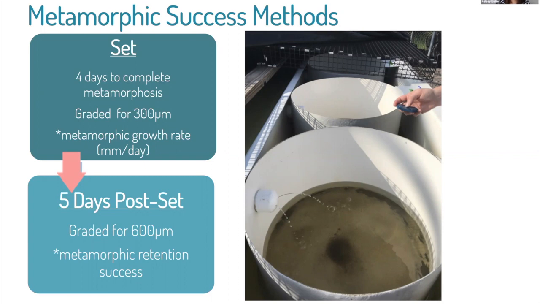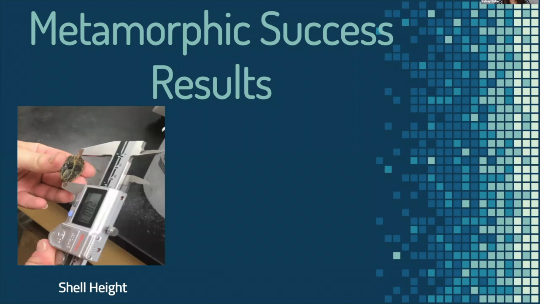Within the upwelling system, we gave them 5 days so that we could then grade the seed on a 600 micron screen to account for the metamorphic retention success. Shell height was taken throughout this process, which is the maximum distance between the hinge and the tip of the new shell growth on the bill.